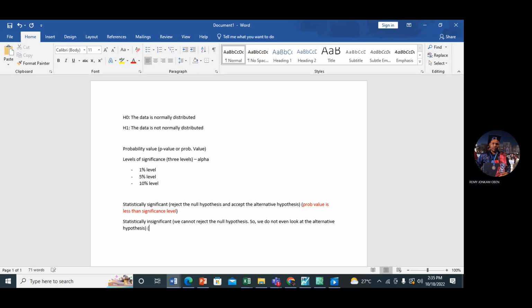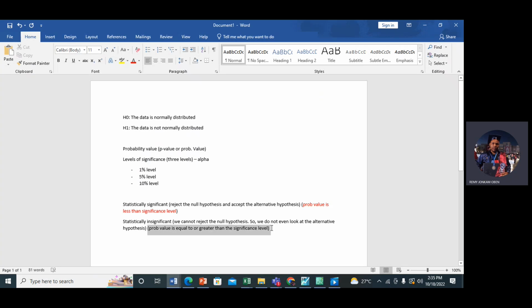But if the probability value is equal to or greater than the significance level, then we cannot reject the null hypothesis. Therefore, it is statistically insignificant, right?